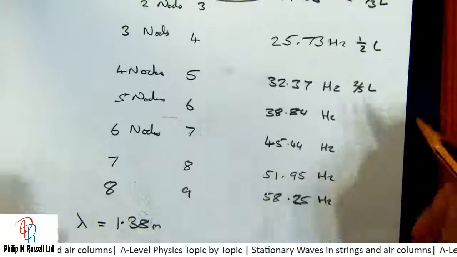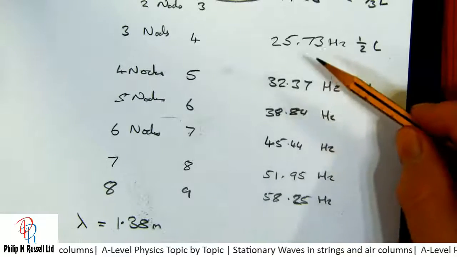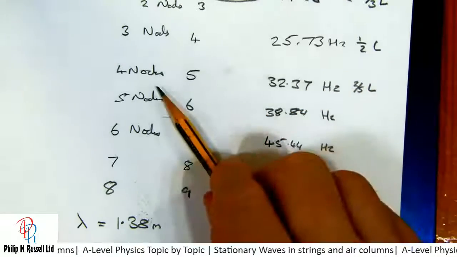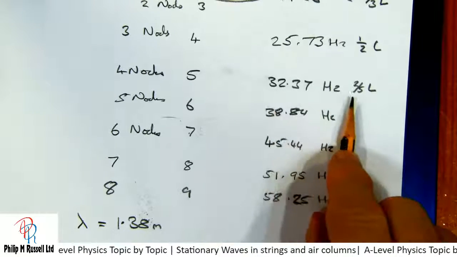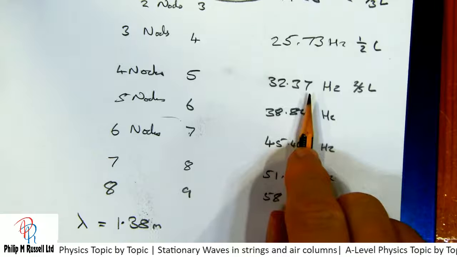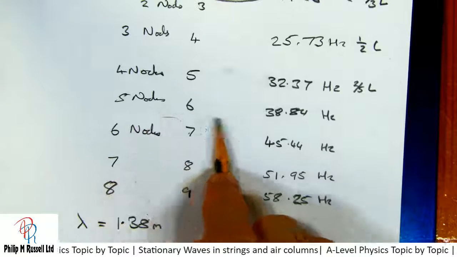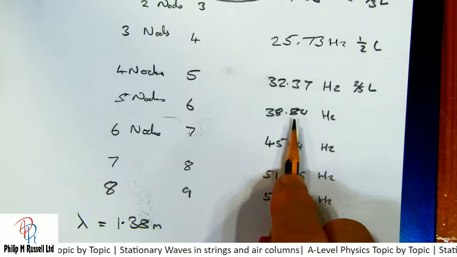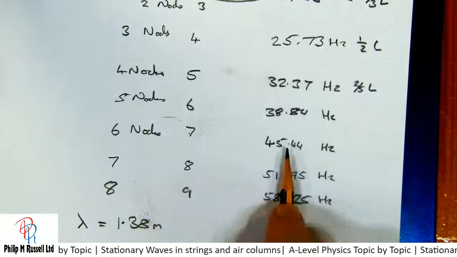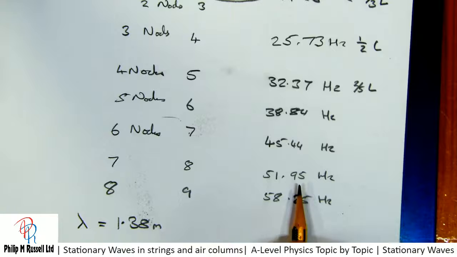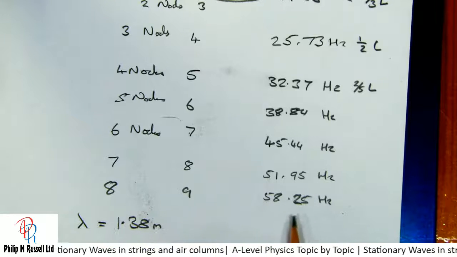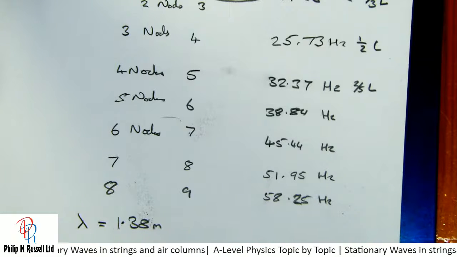So I'm just putting up what they are so you can see them. So going down, then we've got 4 nodes, 5 waves, and that's 32.37. 5, we've got 38.84. 6, 45. 7, we've got our 51.95, and 8, 58.25.